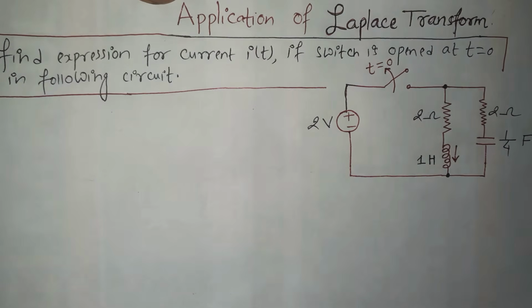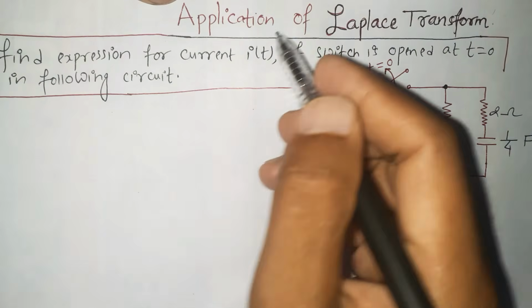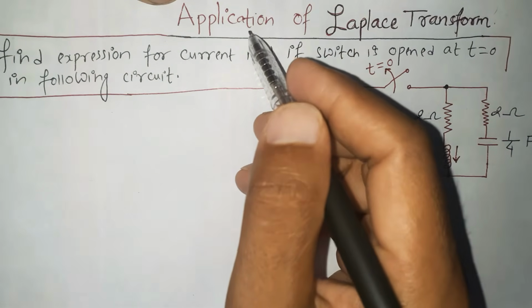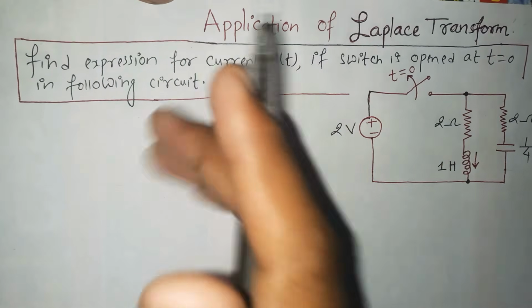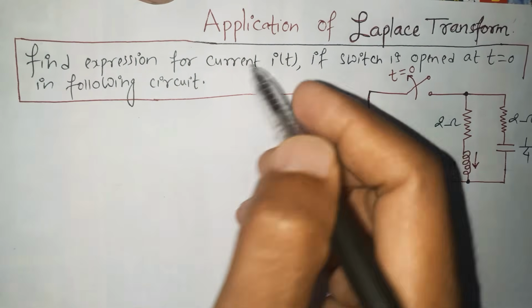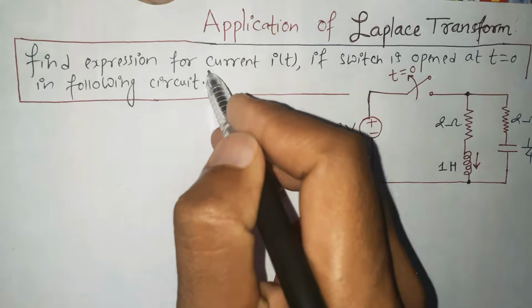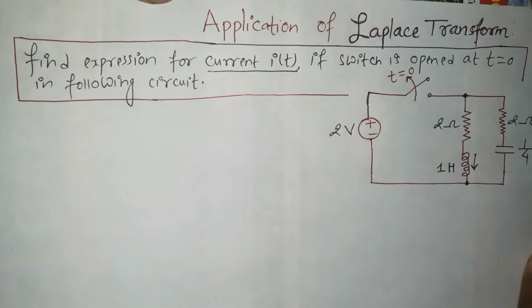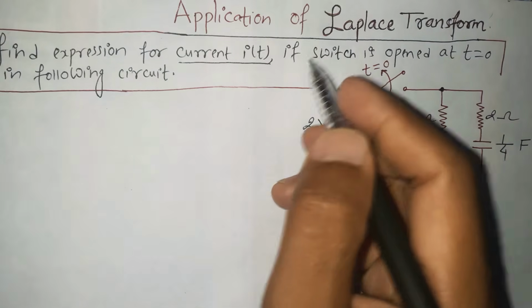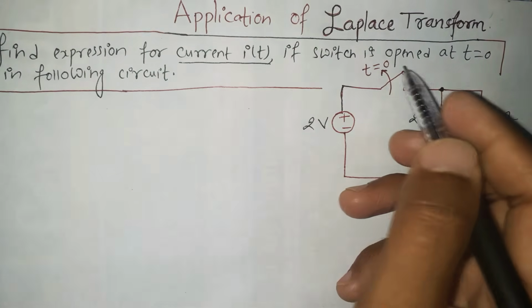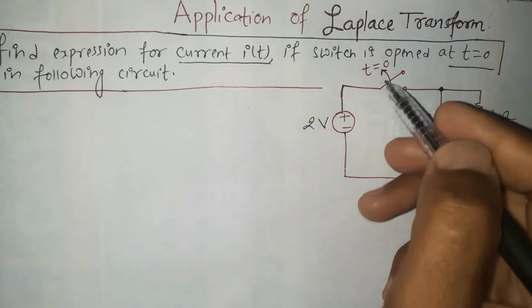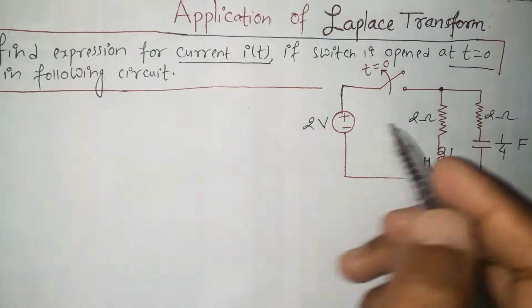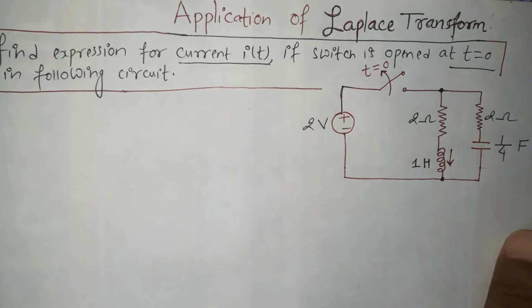Here, this is the topic of today's discussion, application of the Laplace transformation. First of all, let me read this question. Find the expression for the current i(t). Here the expression for the current is i(t), we have to find it. And the condition is that the switch is opened at t equals 0 in the following circuit. Here the circuit is given.